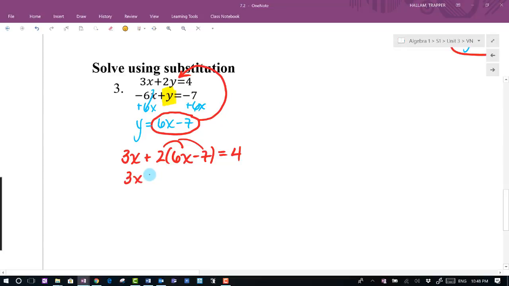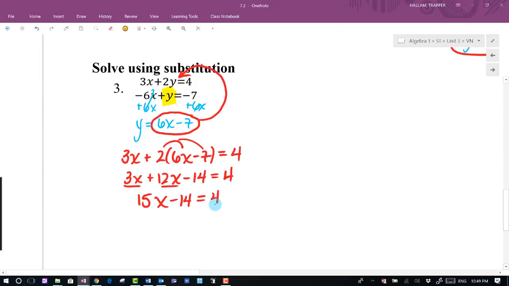3x is going to drop down. I get 2 times 6, which is going to give me 12x, and I get 2 times negative 7, which is going to give me negative 14, is equal to 4. All right, next I'm going to combine like terms, so I'm going to get 3x and 12x to make 15x minus the 14 equals 4. Now I can start my solving process finally.